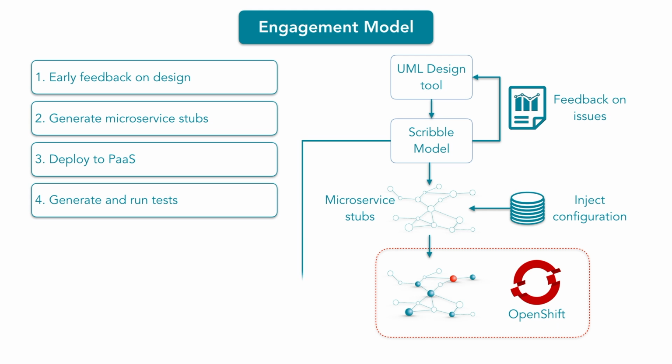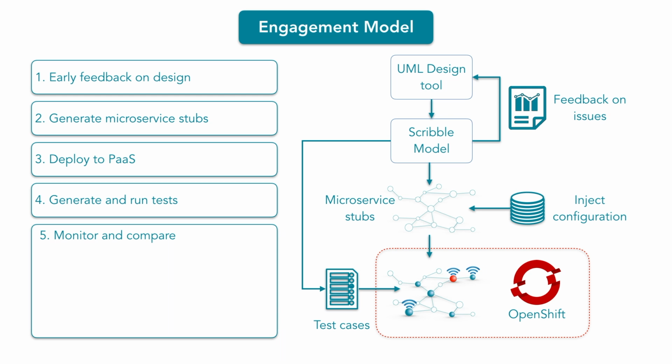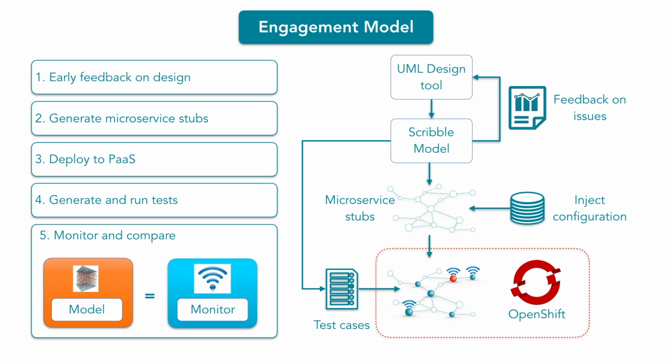Next, we generate test cases directly from the Scribble model, using the business flow of events to give a robust regression test mechanism. The final step is to monitor the live service. For new systems, this is easy, as we already have the model and can simply check off the process steps against it as they occur.